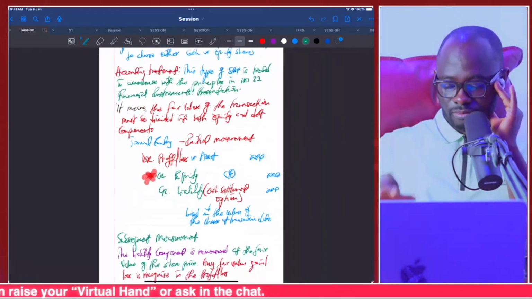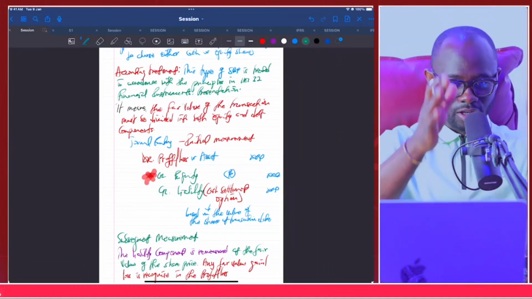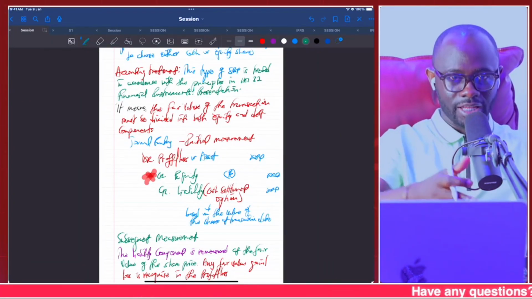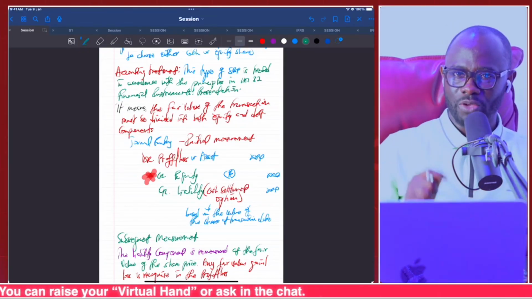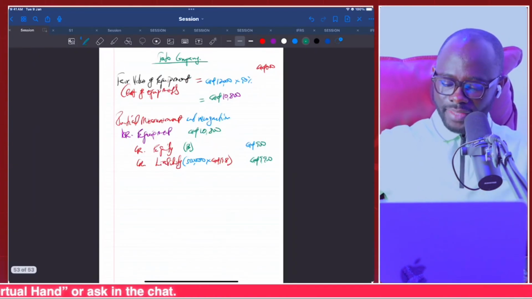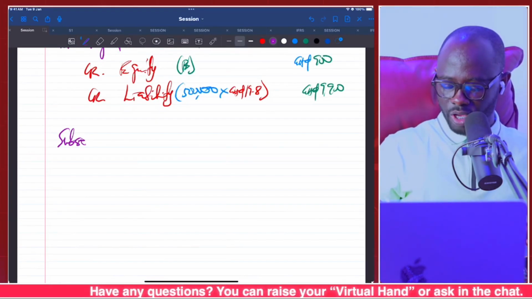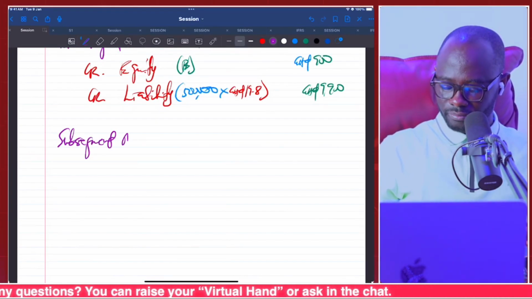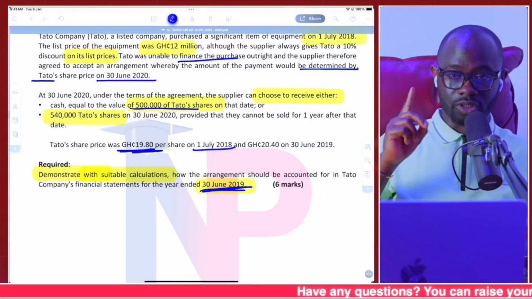Principles. It doesn't change. That's the rule. You get it, you read the question, you apply it. But we're not done, right? So subsequent measurement. Because we are working for the year ended 30th June 2019. So stay with me.